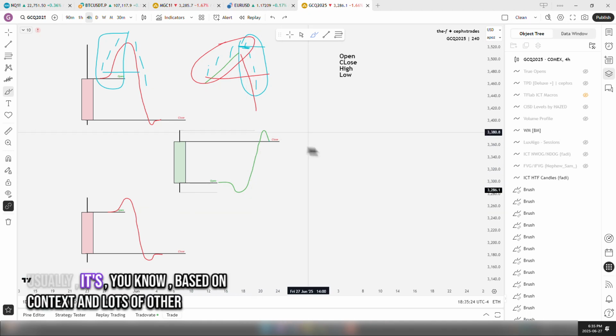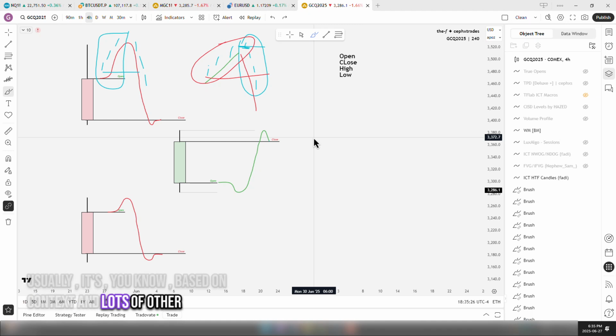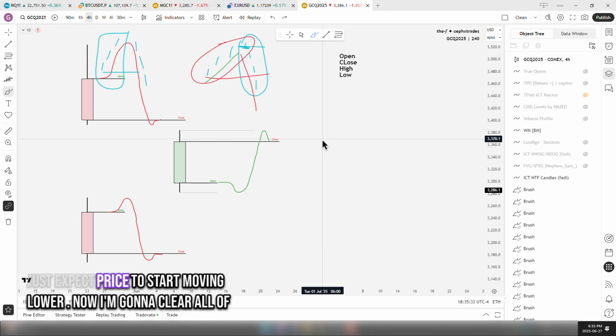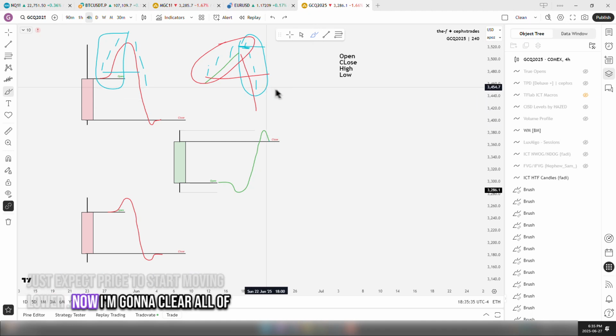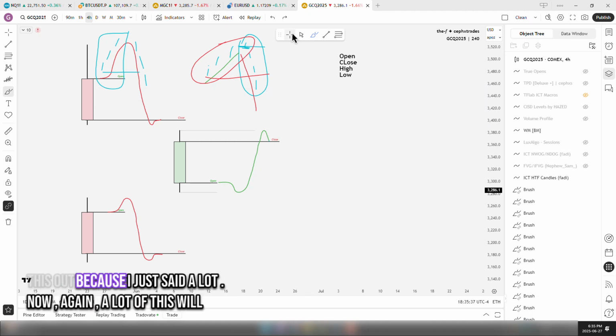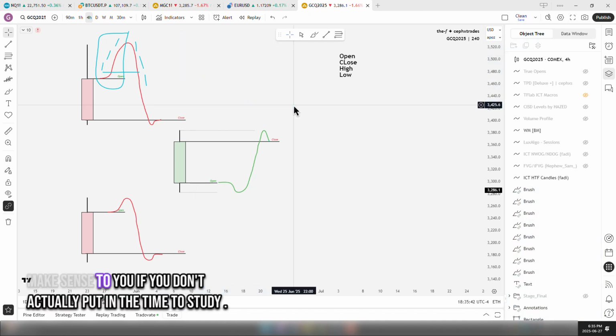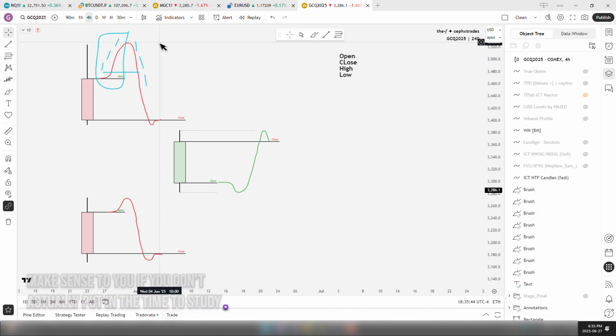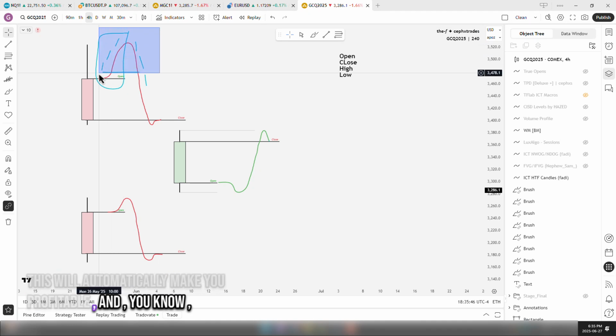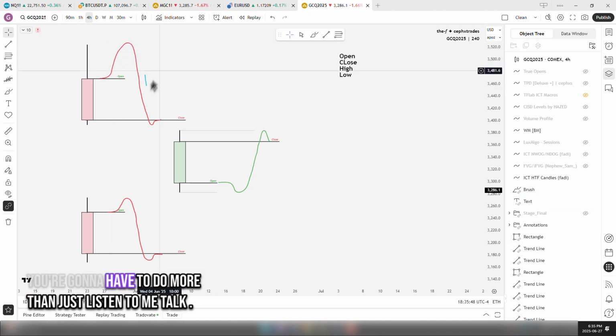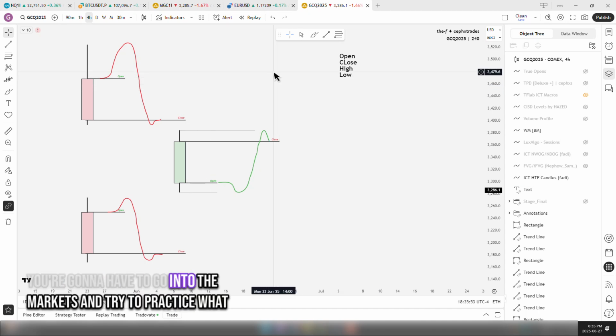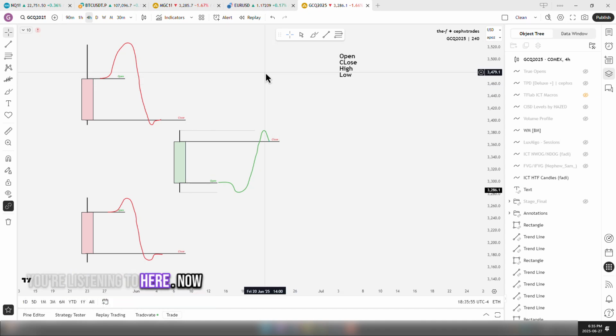Usually, it's based on context and lots of other factors. Then you can assume risk, but on the basis of it, we just expect price to start moving lower. Now, I'm going to clear all of this out because I just said a lot. Again, a lot of this won't make sense to you if you don't actually put in the time to study. This won't automatically make you profitable, and you're going to have to do more than just listen to me talk. You're going to have to go into the markets and try to practice what you're listening to here.